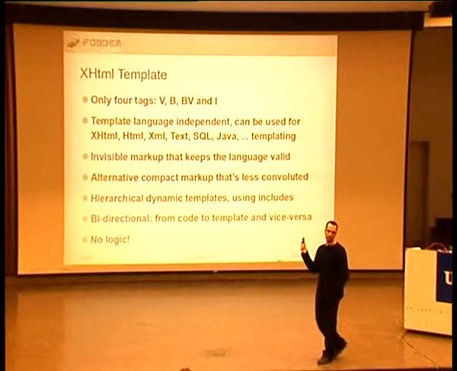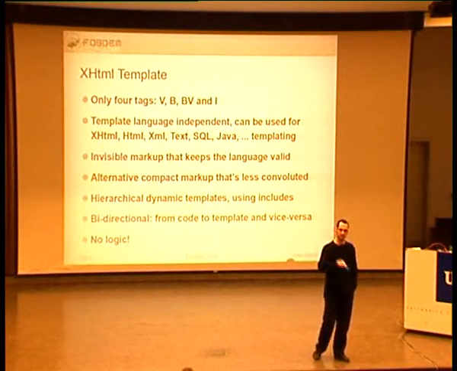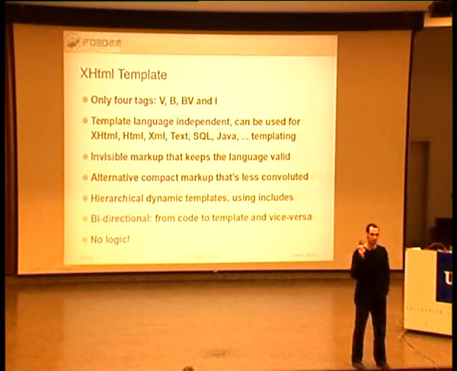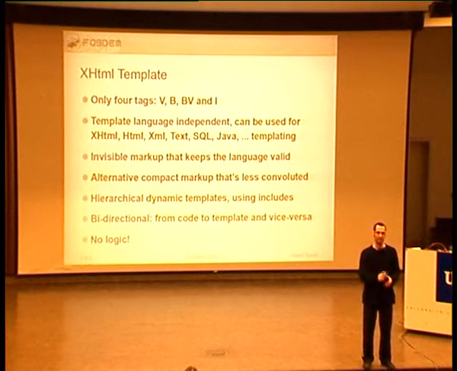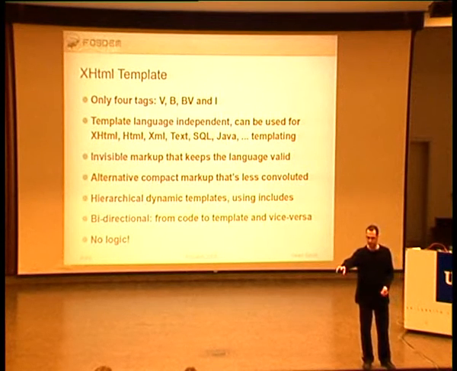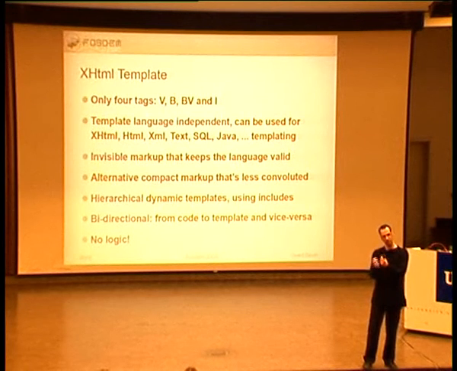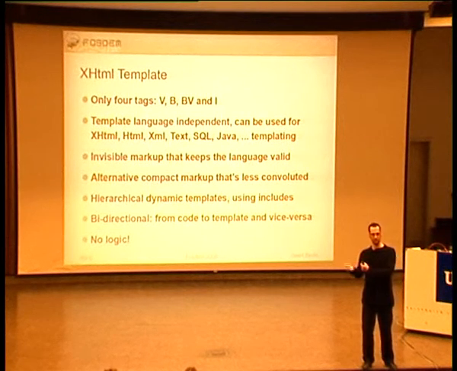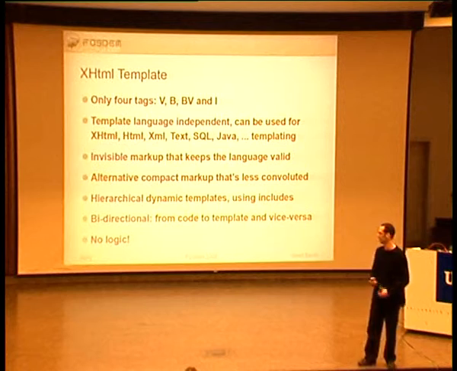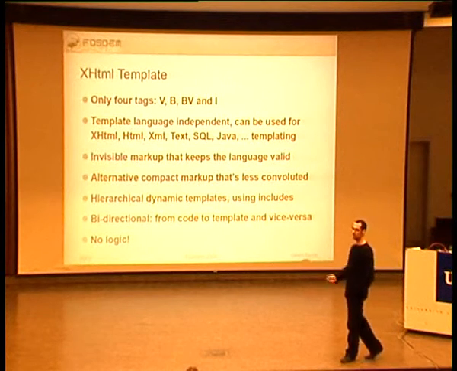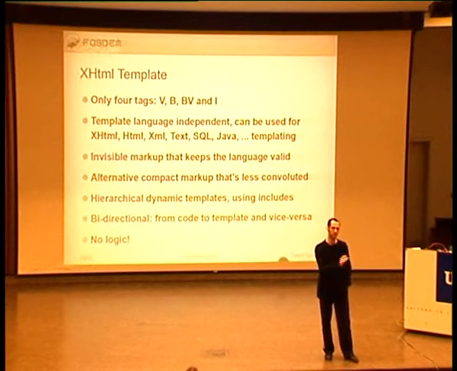So I said that they are hierarchical because they can include themselves. But also, if you remember well from the little schema, something very important is that they are bi-directional. Instead of activating a GSP template that does everything and just goes back, you really communicate from within your Java code with your template to build up your final result. And finally, something very important, there is no logic at all.